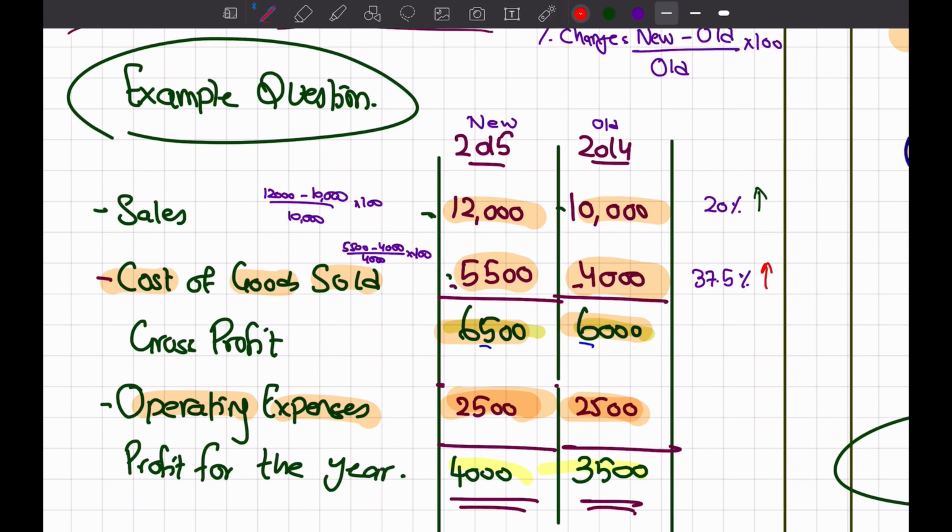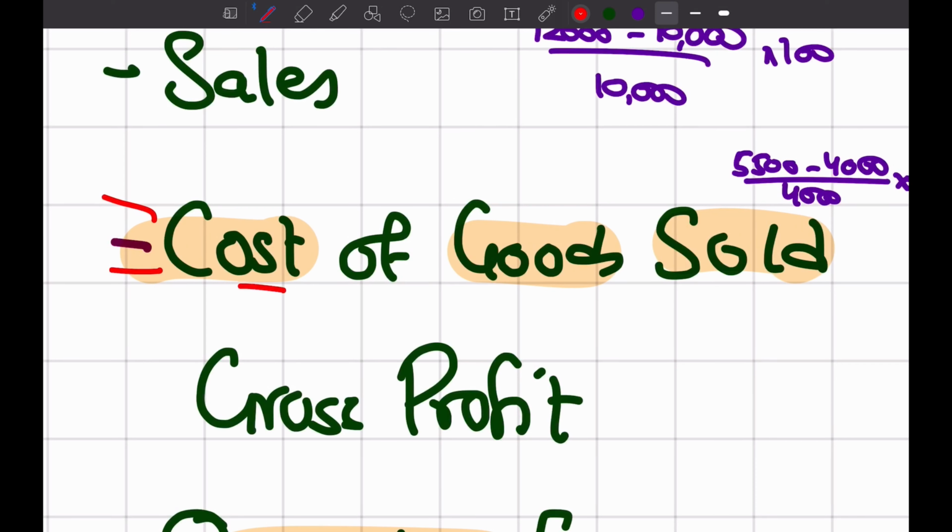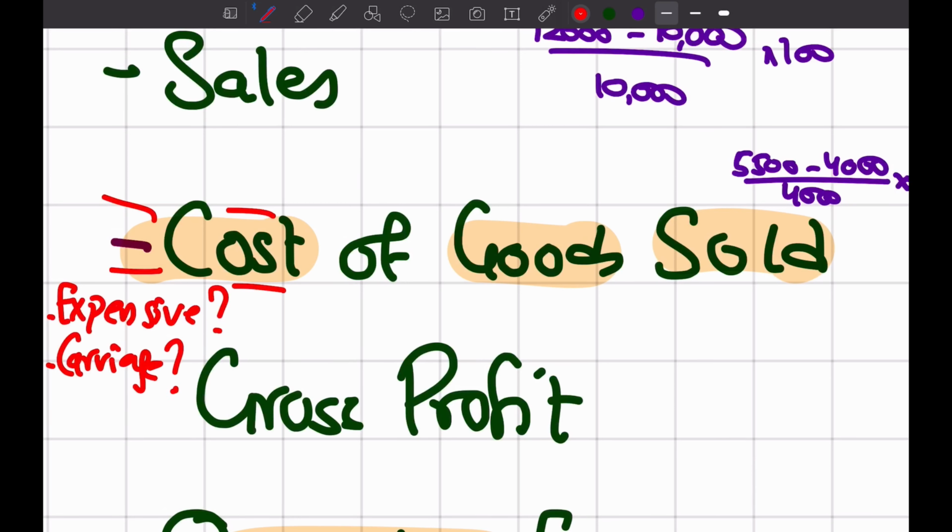But why are we spending too much on cost of goods sold? That is a big question mark. ये क्या हो रहा है? कॉस्ट ऑफ गुड्स सोल्ड के अंदर क्या ऐसी चीज़ हुई है जिसकी वजह से हमारी कॉस्ट ऑफ गुड्स सोल्ड इतनी ज़्यादा बढ़ गई? या प्रॉबेबली आपको वो मटेरियल एक्सपेंसिव मिल रहा है, या फिर कैरेज ट्रांसपोर्टेशन के ऊपर ज़्यादा खर्चा किया है, या फिर मे बी कोई चीज़ वेस्ट हुई है.